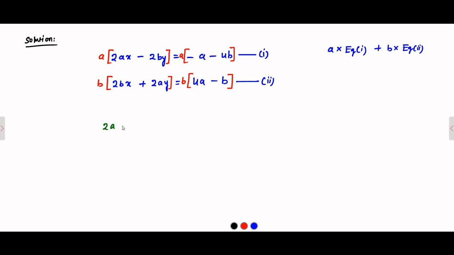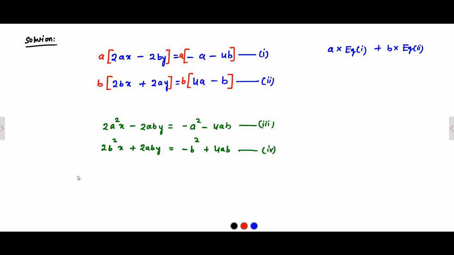2a square x minus 2aby is equal to minus a square minus 4ab. So this is equation 3, and here it is 2b square x, multiplying b with the second equation, plus 2aby is equal to 4ab, I am writing it here, plus 4ab and minus b square here.